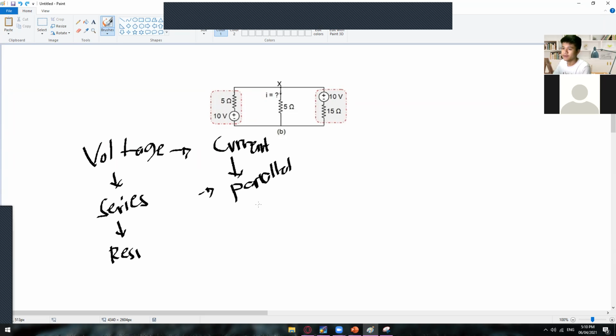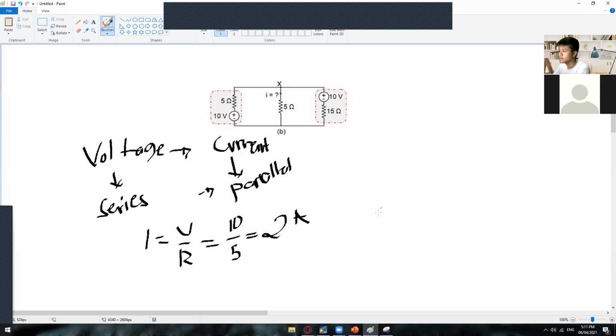Now from there we can already solve this one. From voltage to current, we need the formula of current. So I is equal to V divided by R. V is 10 volts and R is 5 ohms. So 10 divided by 5 is 2, so we have 2 amps.